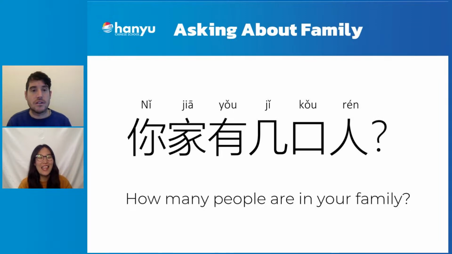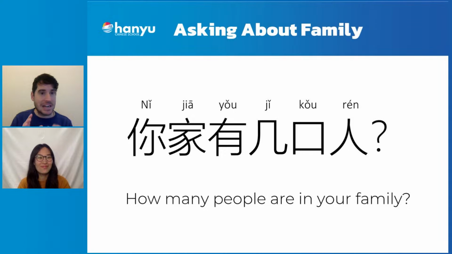So when we're talking about family members, we use 口, the specific measure word, because you can think about it this way: how many mouths you need to feed in your family. So that's why we use 口 as the measure word for family members. Very good. We already know a measure word for people, which is 个: 一个人, 两个人, 三个人.